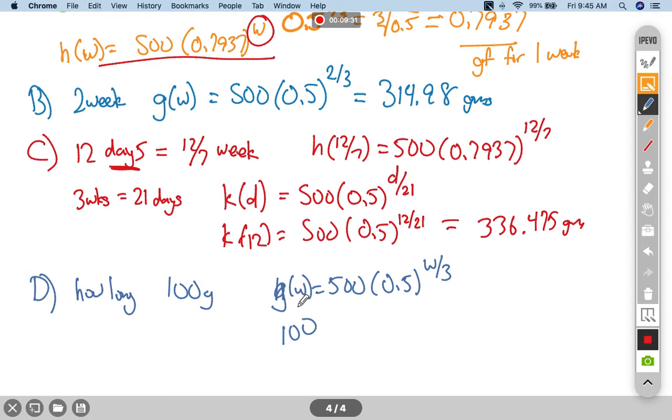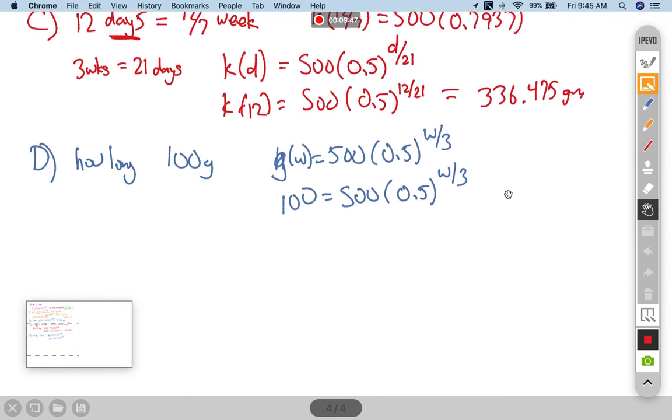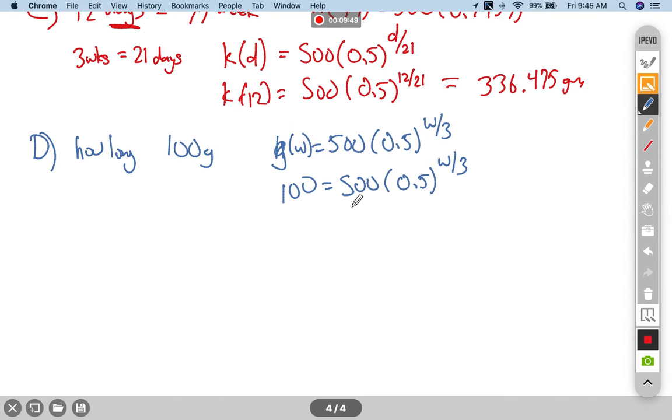So I have 100. Here goes in for G of W. I don't know W. So I plug that in here. And now I'm ready to solve this equation. If I have a little room to write. So we'll start off by doing what's outside the function. So I divide by the 500, and I get 1/5, or 0.2, is 0.5 to the w over 3.